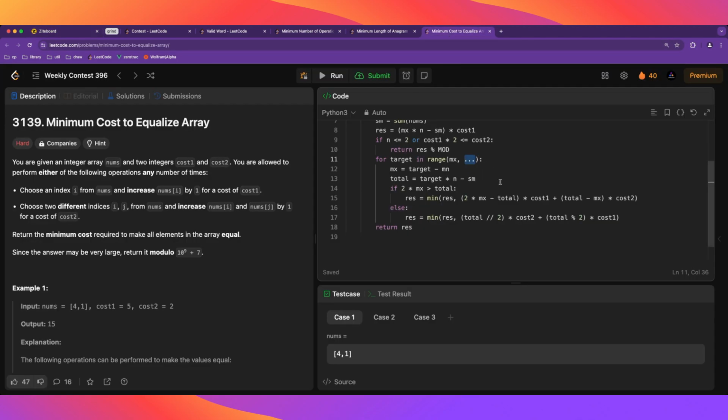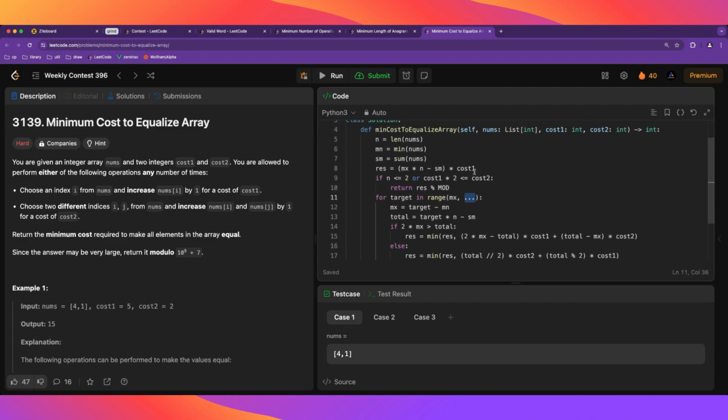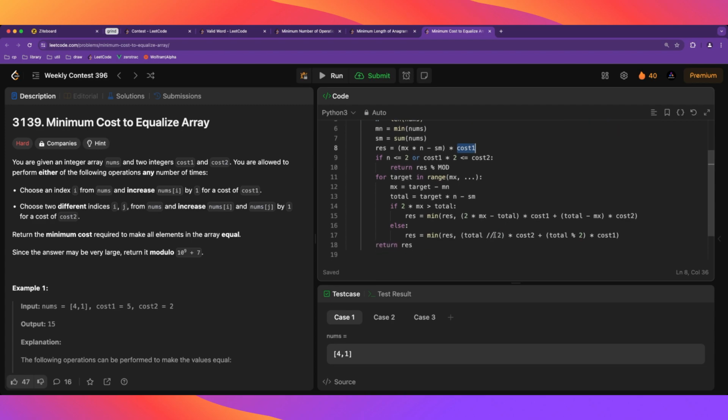So notice, why do we care about this? Because it could be that cost1 is infinite. Well, I mean, technically it cannot be infinite, but it could be very, very large. And so it could be the case that you want to avoid doing even one of cost1. You want to do 0. And that's why you want to get to this case, right?